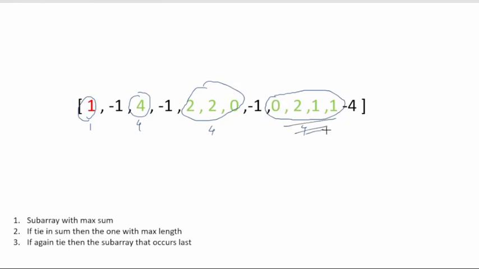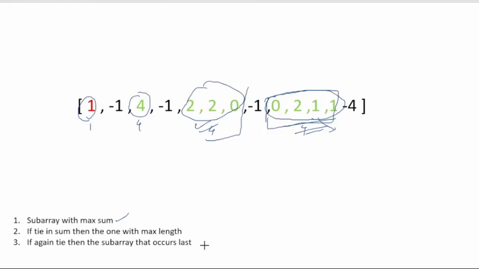So what they've asked in the question is the subarray with the maximum sum. If there is a tie in the sum, the one with the maximum length. So there is a tie between these two subarrays. Until this point, this is our answer. But now when we iterate through the array and we come across this subarray, this becomes our answer. So finally in the whole array, this subarray would be our answer.